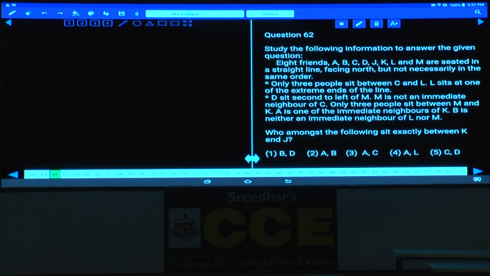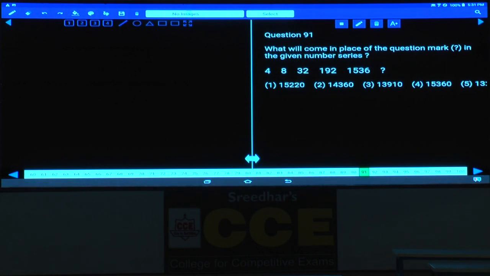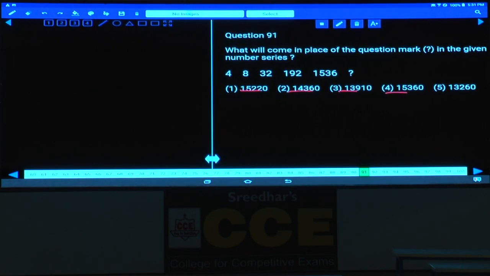Now question number 91: 4, 8, 32, 192, 1536. Numbers are increasing at a very fast rate. Check out these choices: 15,000, 14,000, 13,000, 15,000 and so on. As the numbers are increasing at a very fast rate, it must be under multiplication or combination, isn't it?